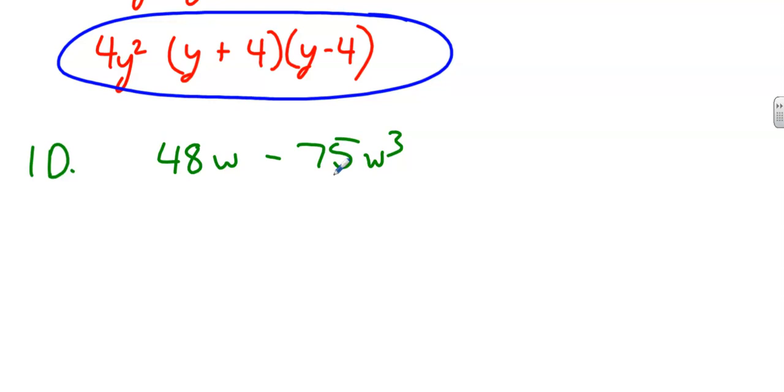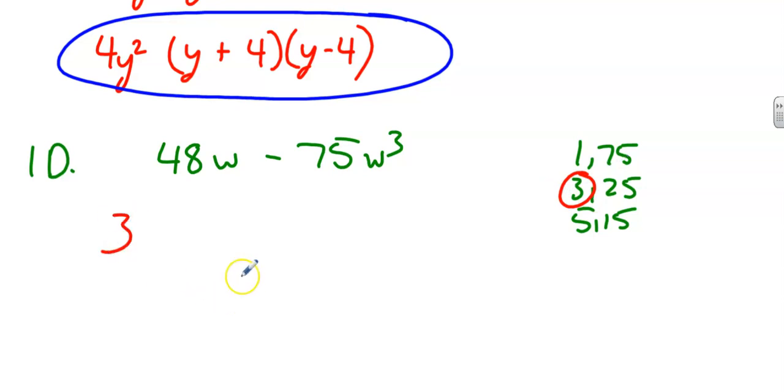If you start going back and checking 75, 1 times 75 gives you 75. The only other ways that you can get it would be 3 times 25 or 5 times 15. The only number that goes into 48 is 3. So for this one, the greatest common factor is going to be 3. This one has w to the first and w to the third. So again, you can take out the smaller amount of w's, so basically just take out 1 w from each one.